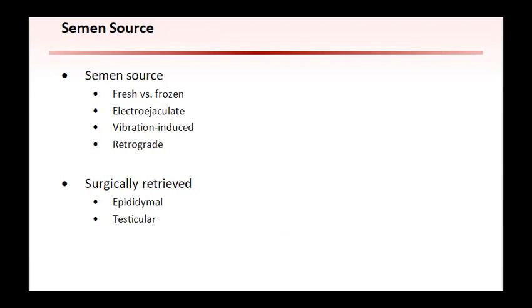Sperm can be obtained by ejaculation or surgical retrieval from many different sources. Ejaculated origins include fresh semen, frozen, electroejaculate, vibration-induced, and retrograde. Surgically retrieved sperm are either epididymal or of testicular origin.